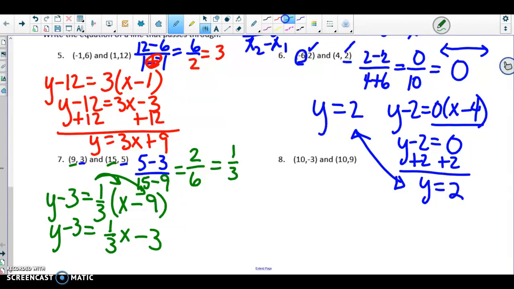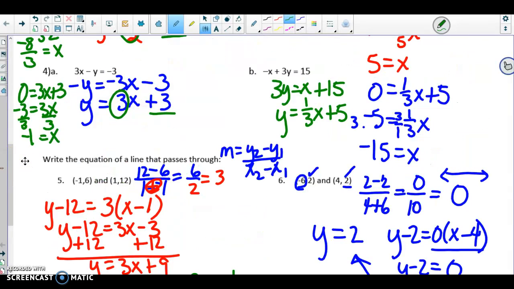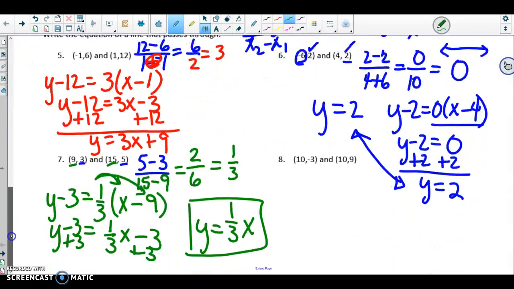y minus 3 on this side. So if I add 3 to both sides, those 3's are going to disappear, and we're going to end up with y equals 1/3 x. That means my y-intercept is the origin, because that disappeared.